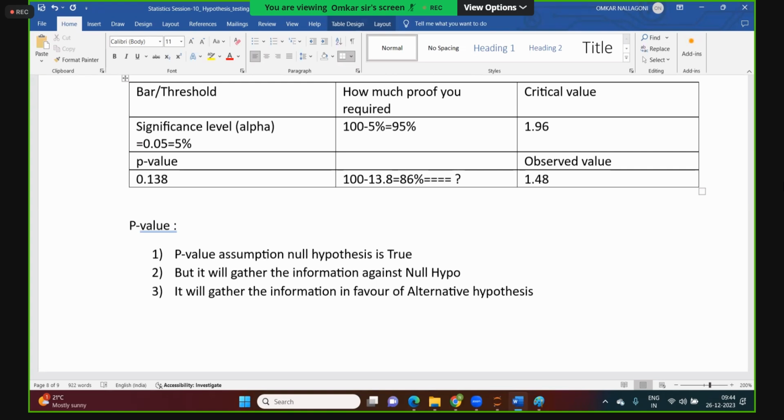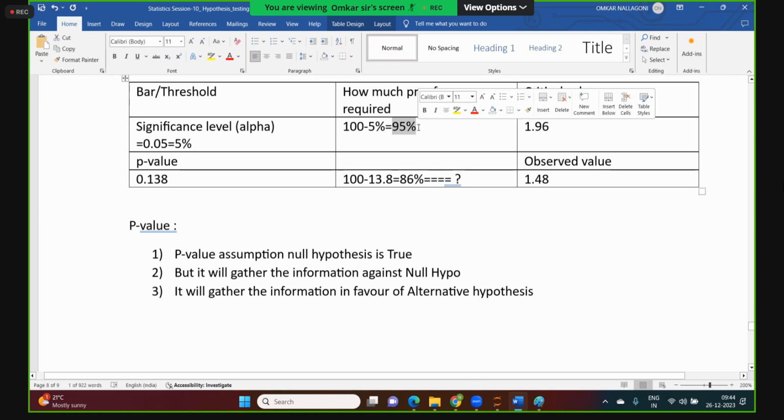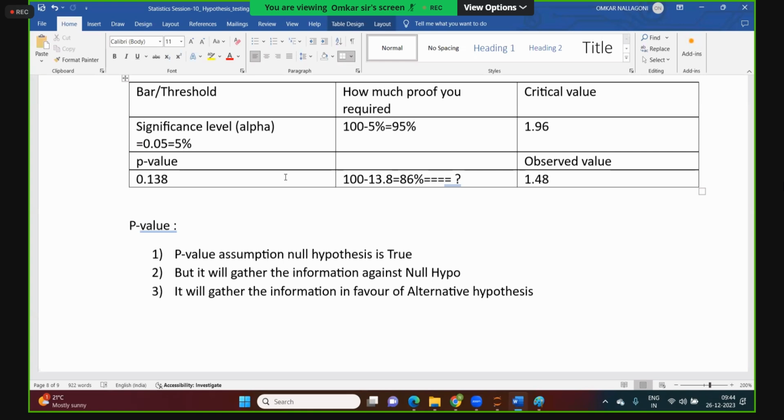Are you getting it? So you are one liar, I am another liar. Based on your client, you gather 95% information. But if I want to win, how much percent do I require in favor of my client? 96%, right? More than 95. But I am not able to gather that much information.